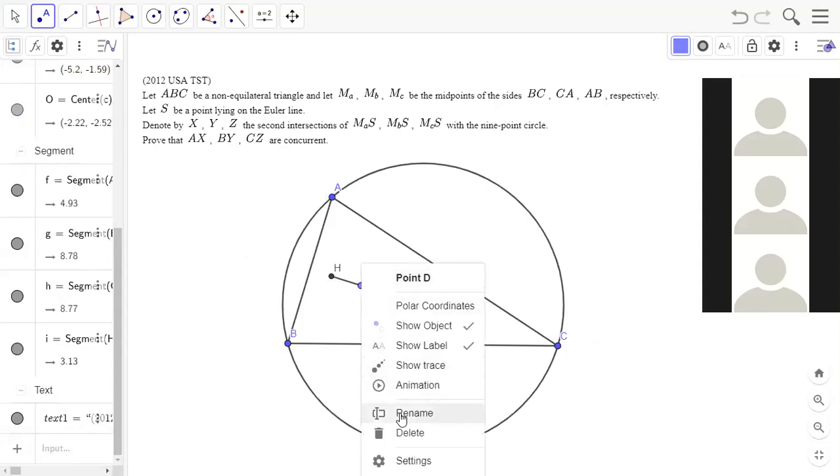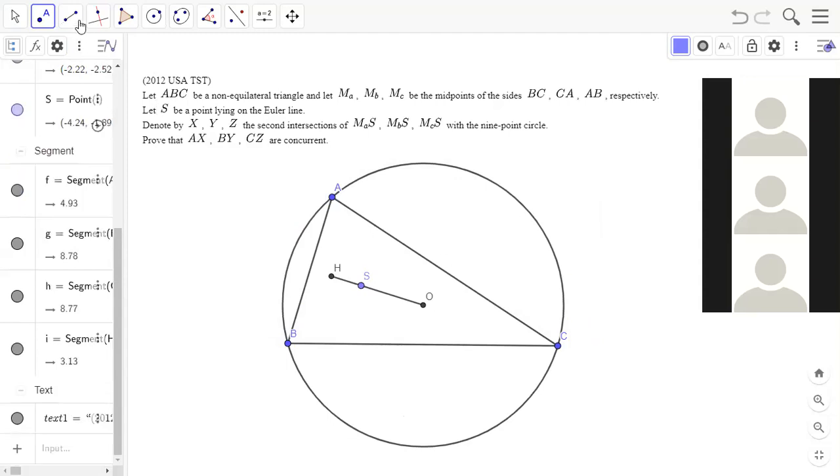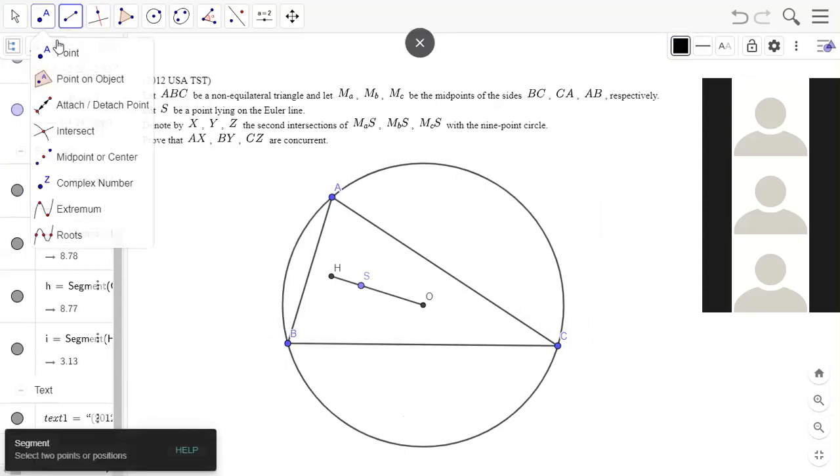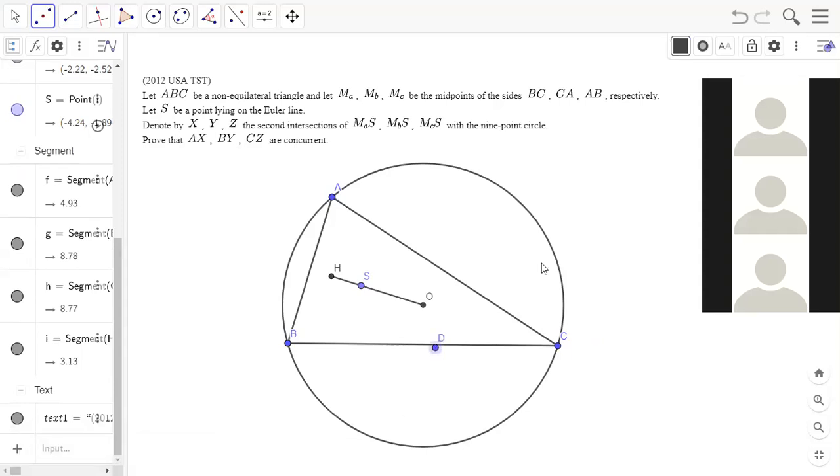And then we draw the 3 midpoints. You've seen problems like this in Vietnam before. So we call the midpoints MA, MB, and MC.